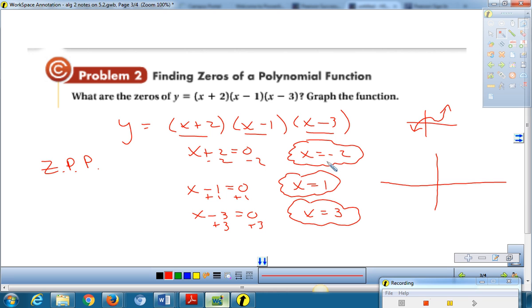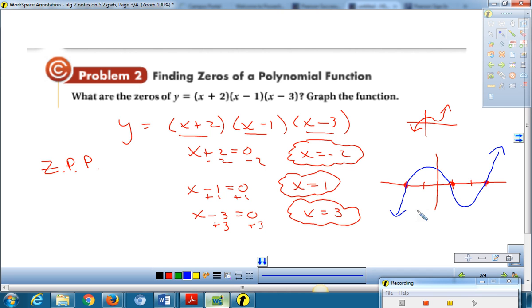I know I have a root at negative 2. I'm going to put a point there. I have a root at 1. I'm going to put a point there. And I have a root at 3. Point there. And I know this one's got to rise to the right because x times x times x is positive x cubed. So I could approximate what this graph looks like by coming up through here. I know it's got to turn around and come back down through that one. And I know it's got to turn around and come back through that one.